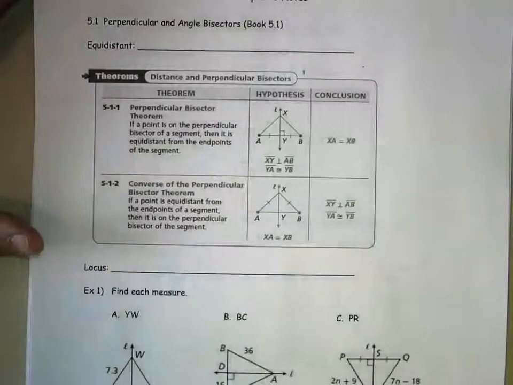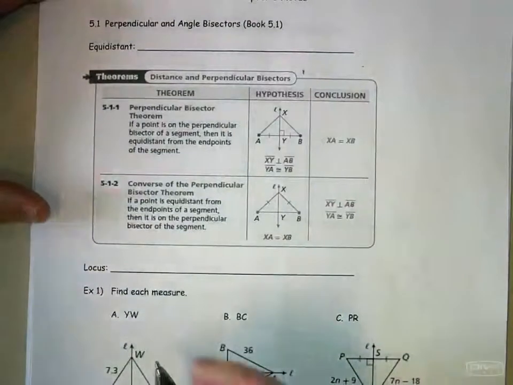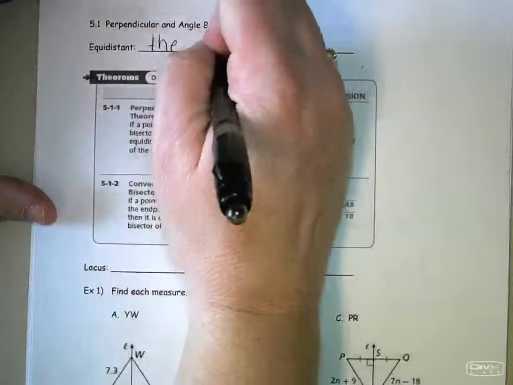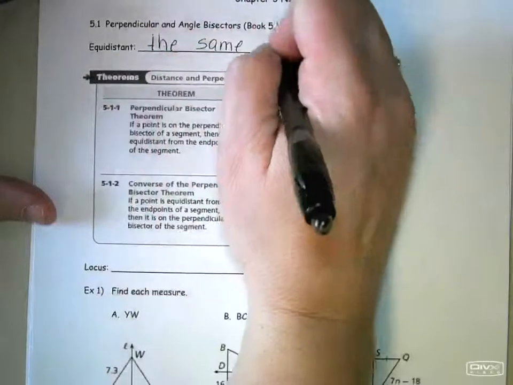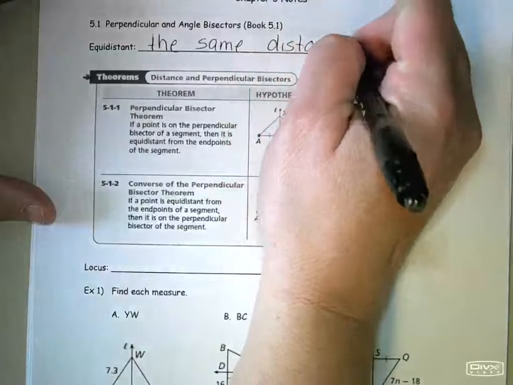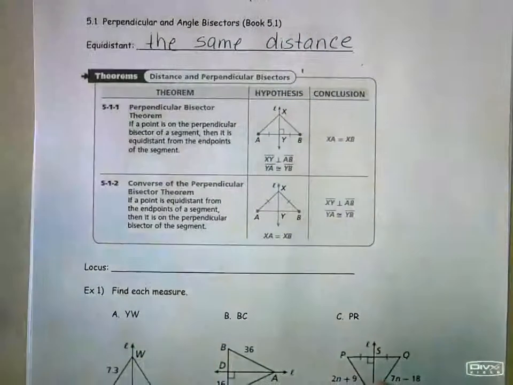Chapter 5, Section 1 is about perpendicular angles and bisectors. Equidistance means two things that are the same distance. So equidistant, the same distance, or equal distances.